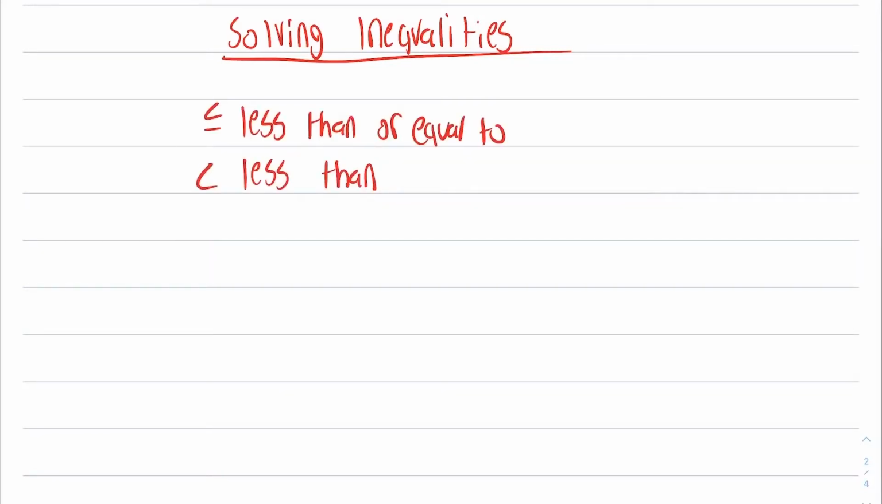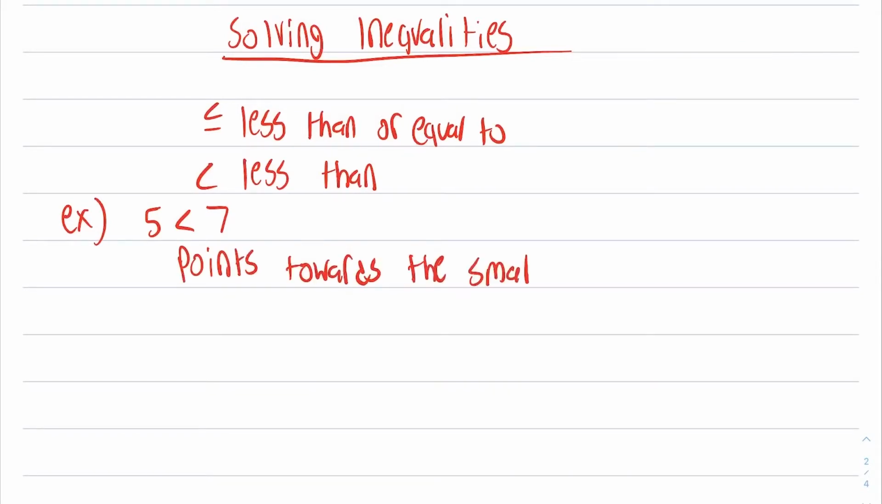The first two symbols are less than or equal to, or less than. The reason why this one is less than is because in America, we read from left to right, so 5 is less than 7. This one points towards the small number. I'm sure you remember those.